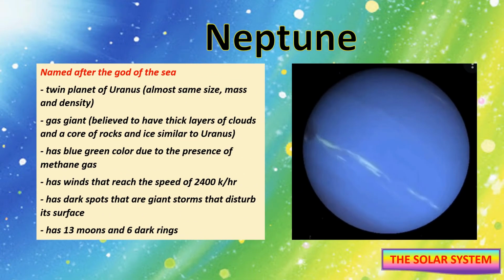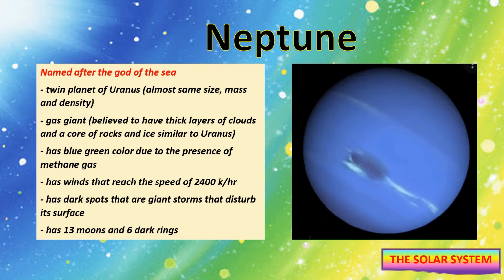Lastly is Neptune. It is named after the god of the sea. It is the twin planet of Uranus because they have almost the same size, mass, and density. It is a gas giant. It is believed to have thick layers of clouds and a core of rocks and ice similar to Uranus. It has a blue-green color due to the presence of methane gas.